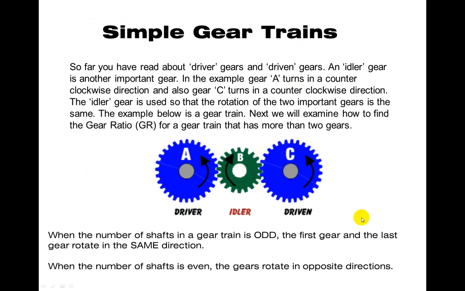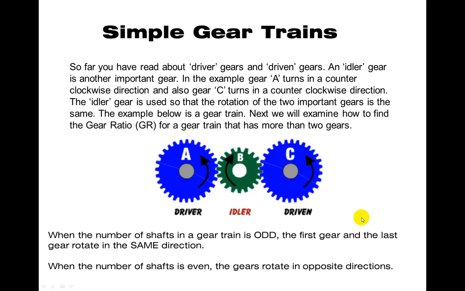All right, so far you have read about driver gears and driven gears. An idle gear is another important gear. In the example, gear A turns in a counterclockwise direction, and also gear C turns in a counterclockwise direction. The idle gear is used so the rotation of the two important gears is the same. The example below is a gear train. Next, we will examine how to find the gear ratio for a gear train that has more than 2 gears.